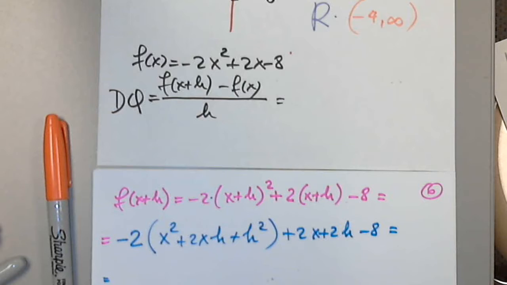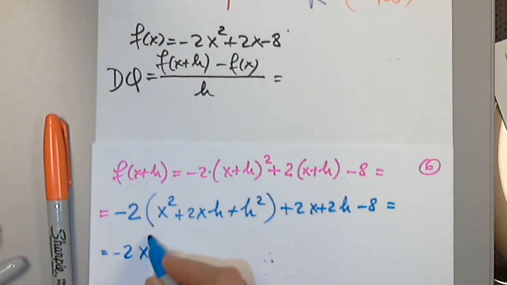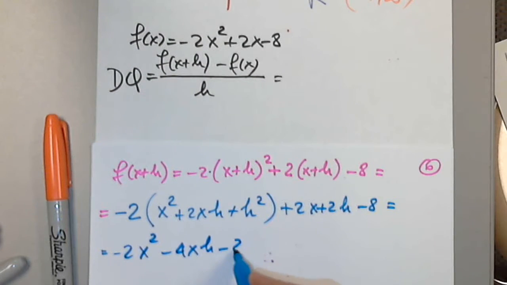And obviously I can distribute -2: -2x squared minus 4xh minus 2h squared plus 2x plus 2h minus 8. What did we say has to happen here? Every time, for any function, when I determine the difference quotient, you've got the squared on the f of x. Oh, I didn't put the pieces together yet. Not yet, just one second.